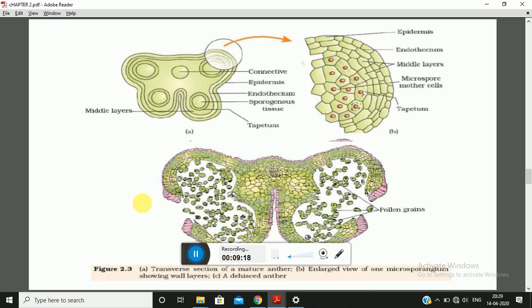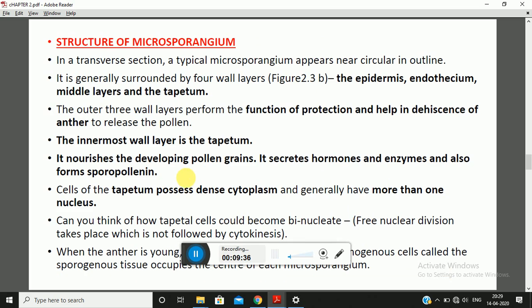So here friends, if you see the diagram C, you can see that the anther has undergone dehiscence, meaning the outer wall has been broken, and this leads to release of the pollen. This is known as dehiscence of anther. So the outer three layers perform the function of protection and dehiscence of the anther for the release of pollen, and the innermost layer is known as the tapetum.